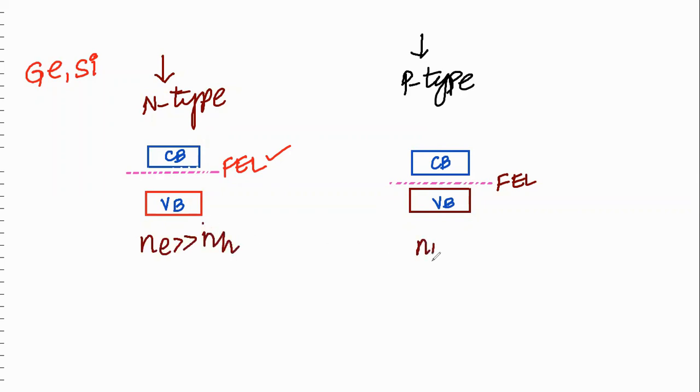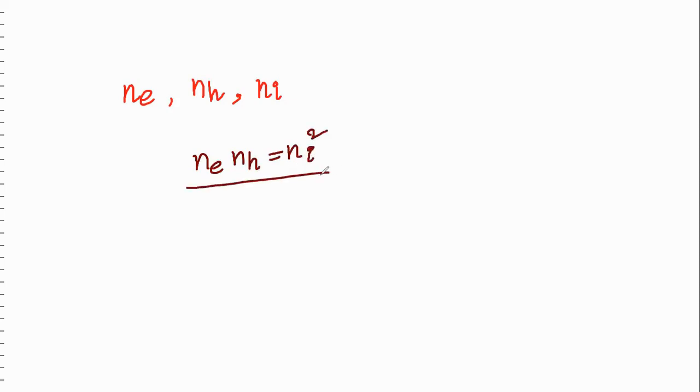In p-type, the number of holes in the valence band will be greater than the number of electrons. Whenever we take the concentration of electron density as Ne, the concentration of hole density as NH, and the concentration of intrinsic charge carriers as Ni, then Ne into NH is equal to Ni square.